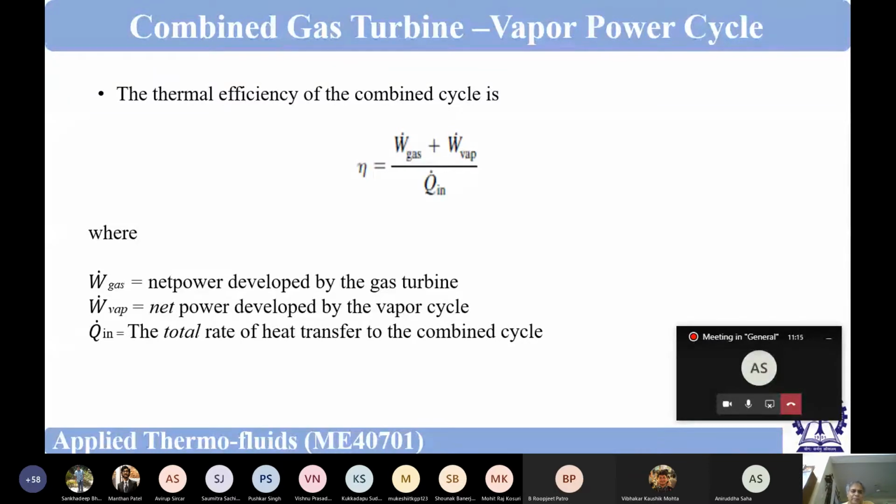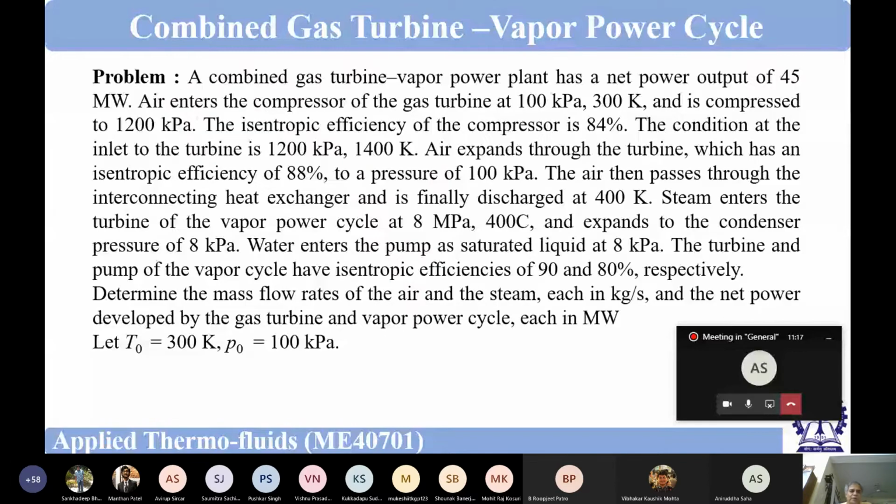And then I am going to some problem. This problem, let us look into a little bit carefully. A combined gas turbine vapor power plant has a net power output of 45 megawatt. Air enters the compressor of the gas turbine at 100 kilopascal, 300 K, and is compressed to 1200 kilopascal.